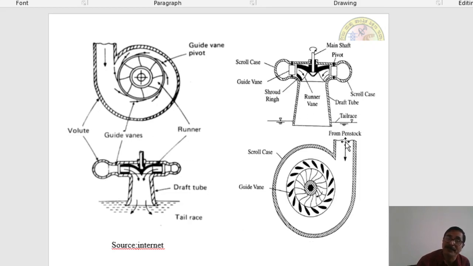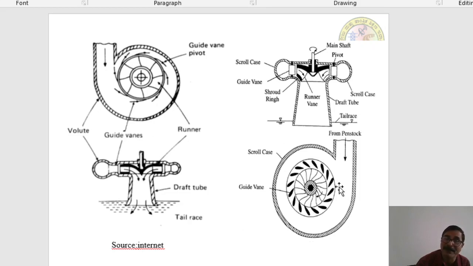Now let us look here. The water from the penstock possesses both kinetic energy and pressure energy. It enters here from the top. So this is nothing but the guide vane. Now it enters radially around the scroll casing, and the guide vanes guide the water over the turbine runner. This is the turbine runner in the front view. This is in the top.